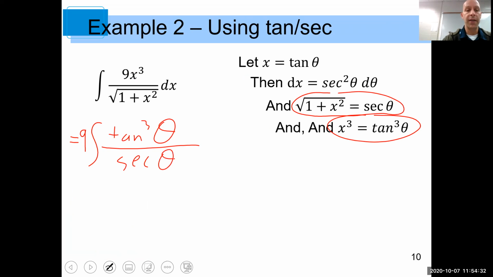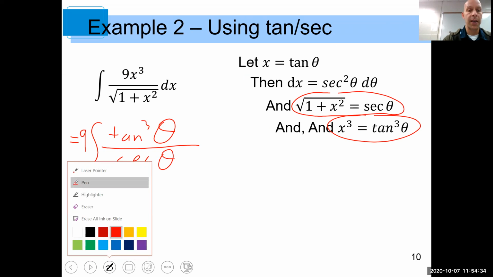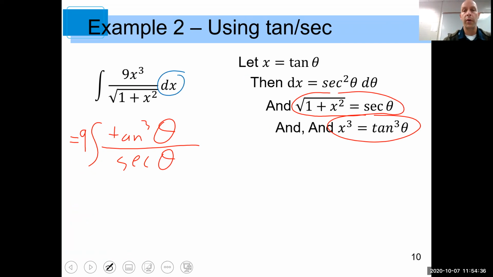Now, don't forget, this is a crucial step. In fact, let me make it a different color. What do we put in for dx? We are doing u sub, so we have to appropriately change dx. Dx in this case is going to be secant squared theta d theta.